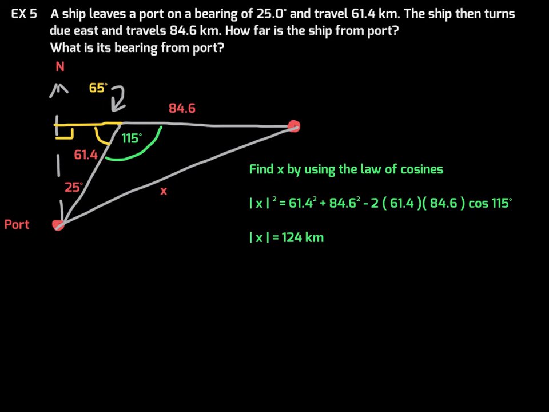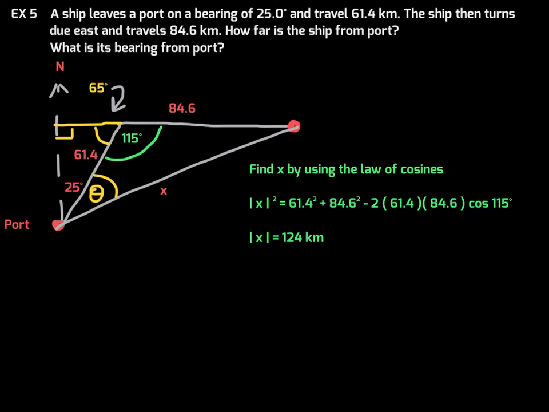The next thing we want to do is find its bearing from port. Now, if the ship is here, then its bearing from port starts right here, due north, and it goes all the way that way. In other words, the bearing of the ship from port will be 25 degrees plus however much this is. Let's call this angle here theta. So if you and I can find theta, all we have to do to find the bearing of the ship from port will be adding 25 degrees to theta.